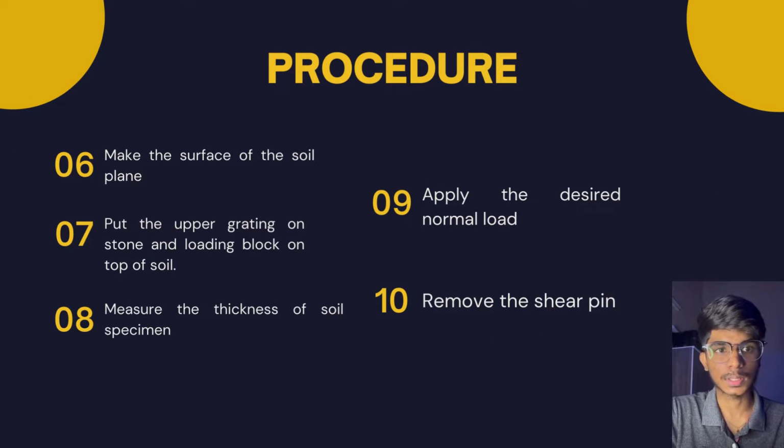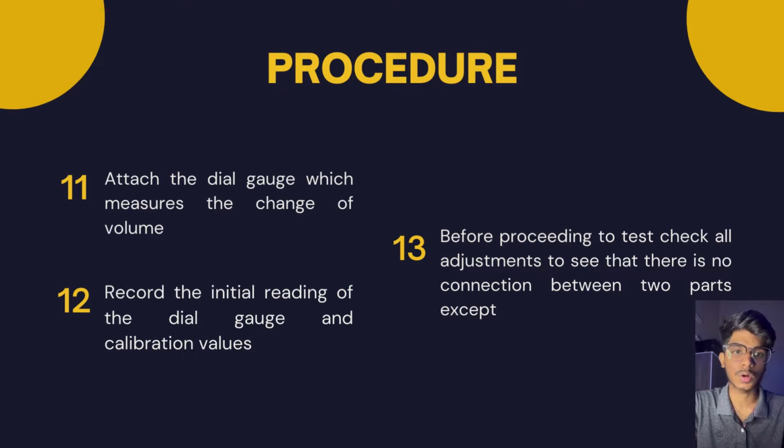Now make sure the surface of the soil is plane and put the upper grating stone on the loading block on the top of the soil. Eighthly, measure the thickness of the soil specimen, apply the desired normal load and remove the shear pin also. Next, we should attach the dial gauge which measures the change of the volume, and also record the initial reading of the dial gauge and calibration values as well. Before proceeding to the test, make sure that there is no connection between the two parts.